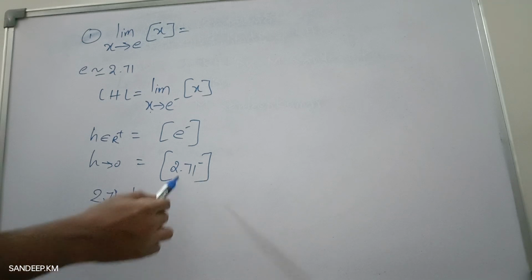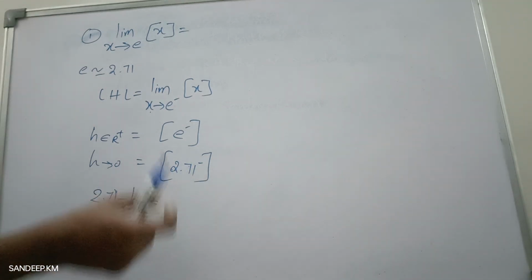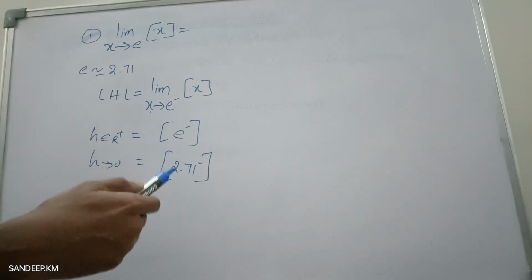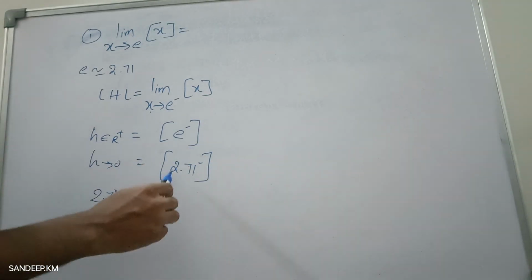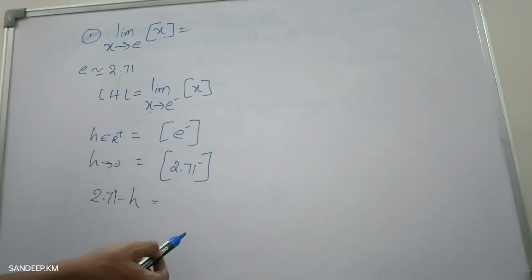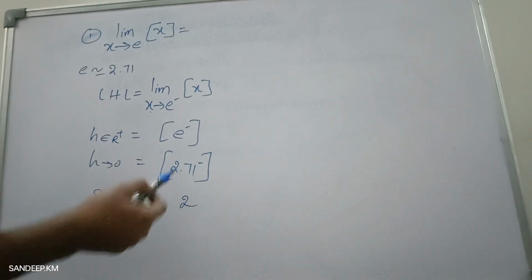So you know that 2.71 minus h will also be 2.70 something. Correct or not? And step of 2.70 something, what is it? It is equal to 2. So LHL value is 2.